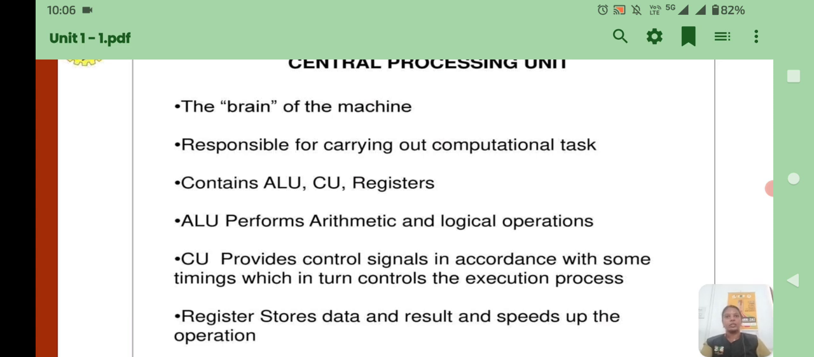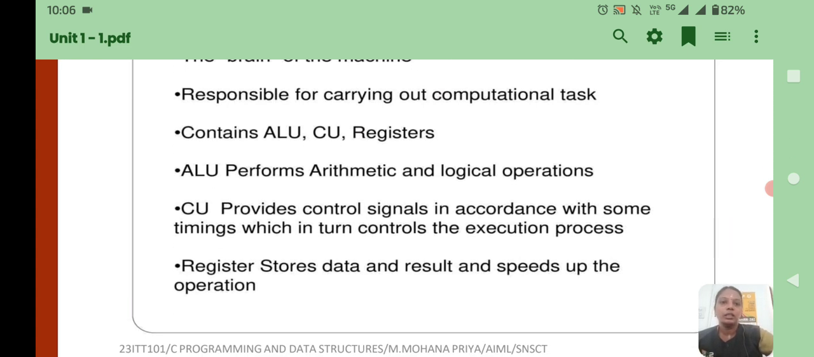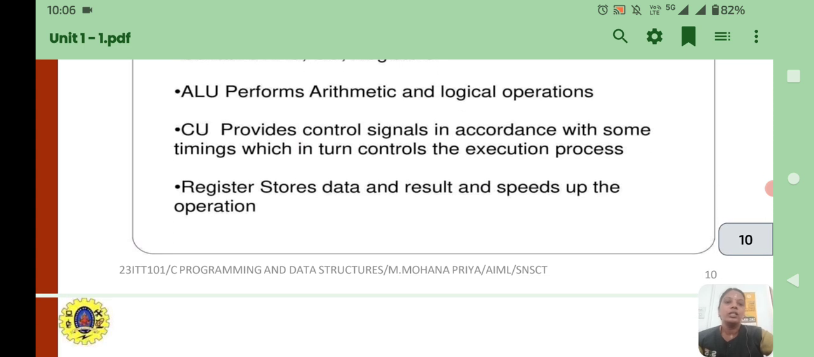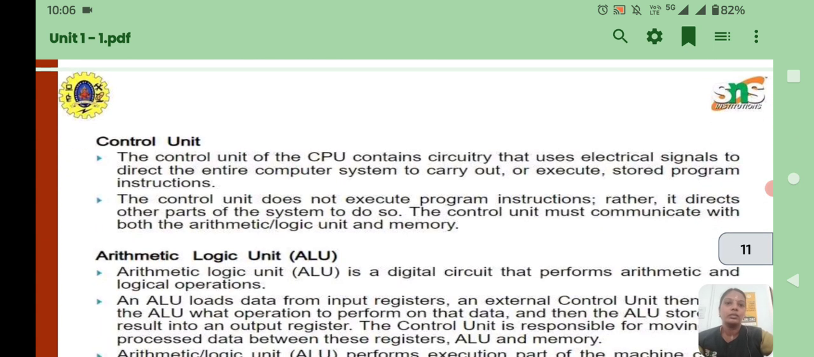The CPU is referred to as the brain of the computer. It is responsible for carrying out the computational tasks and controlling all the units. It contains the arithmetic logical unit, the control unit and the registers. The ALU performs arithmetic and logical operations. The control unit controls the signals in accordance with timings and is termed the control and execution part. Then finally the registers store the data and the results, and improve the speed of the operations.